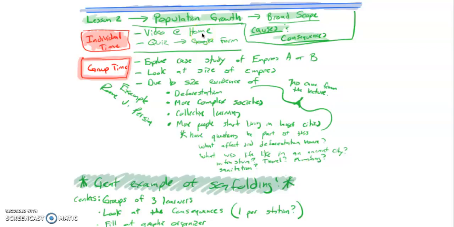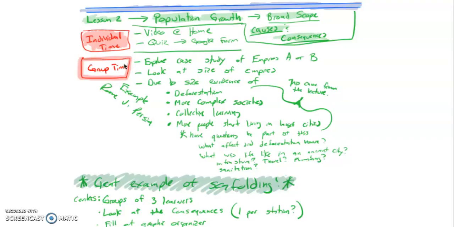So probably at home for at least the CP and honors kids, and then there would be a short quiz I would give through Google Form, just as a way of holding kids accountable for actually watching the material. And then in our group time, I would like to take that panoramic view of the big theme and bring it down to a close-up view of one of two empires.